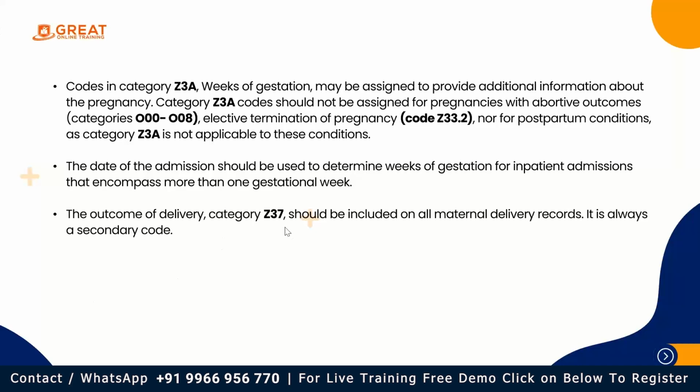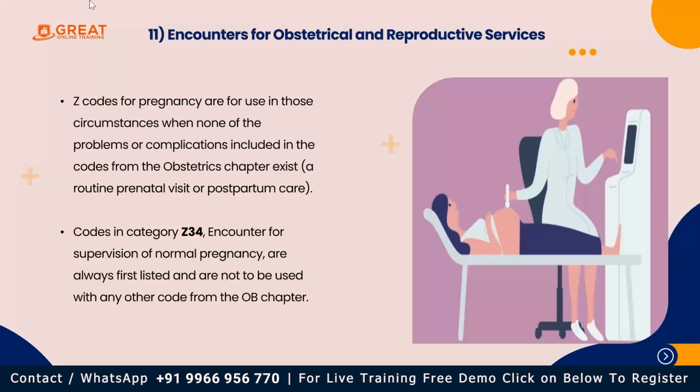Okay, and after that we have to use this code G37 to represent outcome of delivery. In case of pregnancy, these are important codes. Please make a note of it. G34 is for encounter of supervision of normal pregnancy when there are no complications present. Just normal pregnancy supervision.